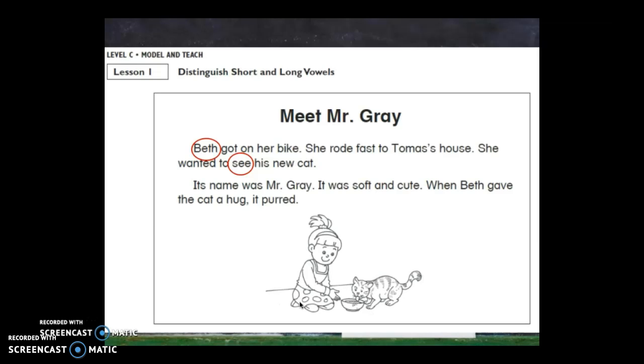Next, let's point to the word see. That's the other word that is circled. We are going to read this word, and it has a long E sound. The word see has 2 E's. The letters E make the long E sound. Practice saying that sound with me. E. Now let's say the word. If you said see, you were correct.